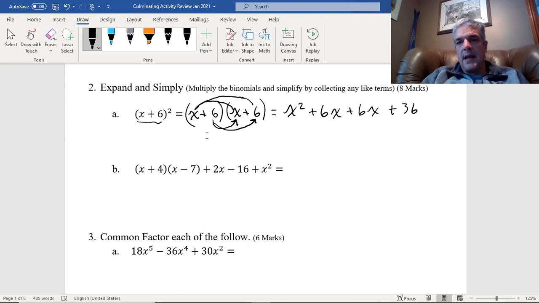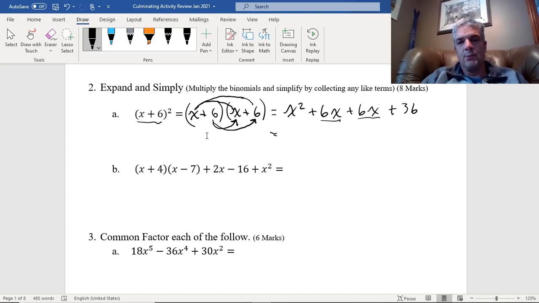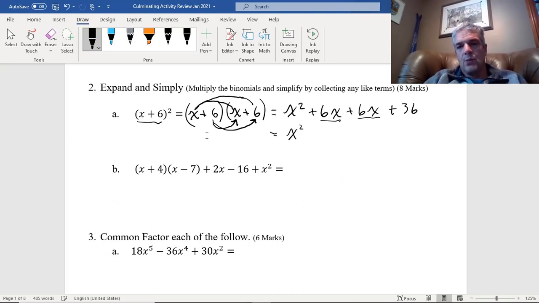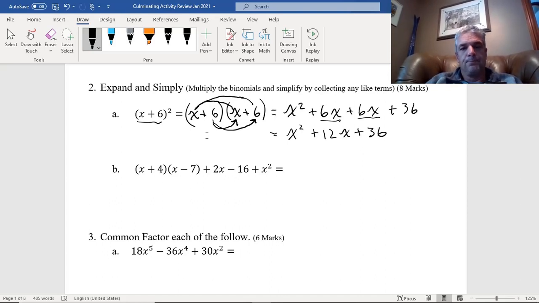Now I look for any like terms, and these two middle terms are usually the like terms. First two, outside two, inside two, last two is where the FOIL comes from. That's these steps in here. And I end up with x squared, 6x plus 6x is 12x, plus 36. And that is my final answer.